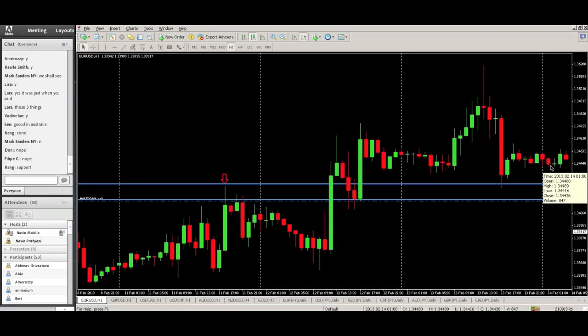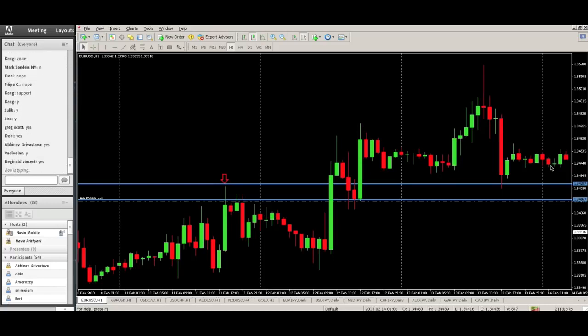Okay, now, the strategy part. Everyone understands support and resistance until now? Everyone with me so far? Okay, now let's get into the fun part. We're going to get into the strategy part.